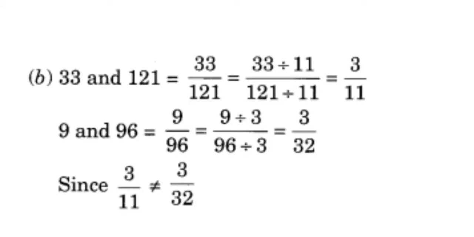When we simplify, it will come 3/11. Same with 9/96, when we simplify, it will come 3/32. Now you can see here both are not equal. It means 33, 121, 9 and 96 are not in proportion.